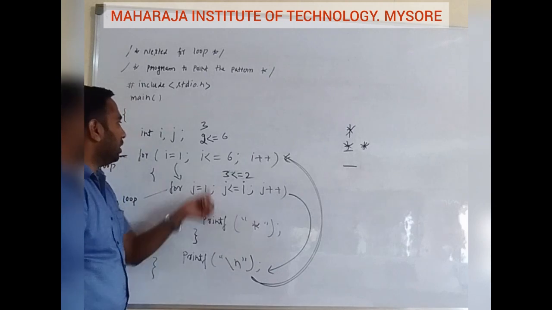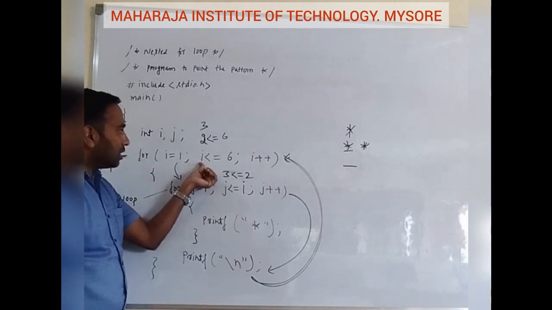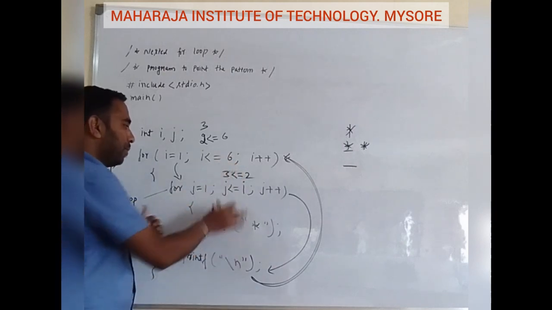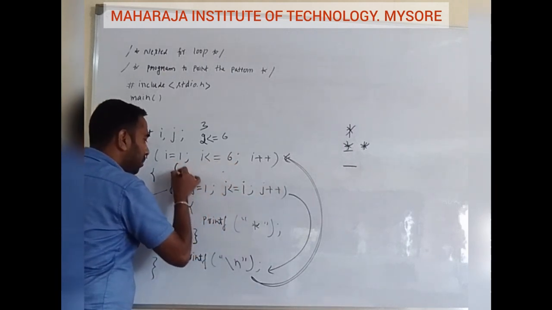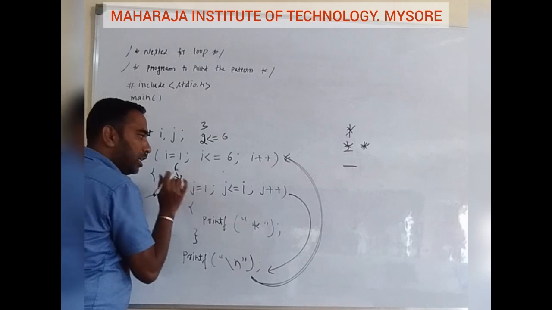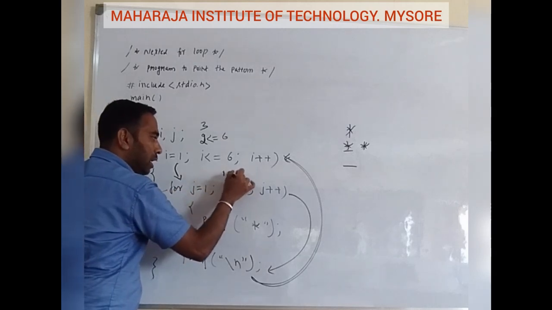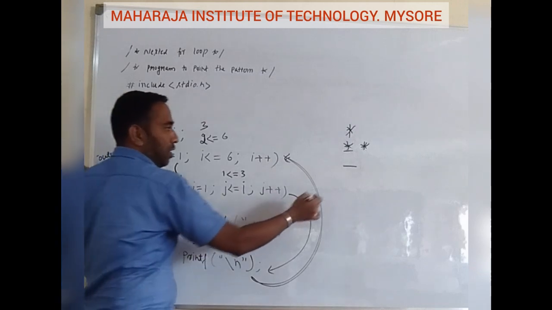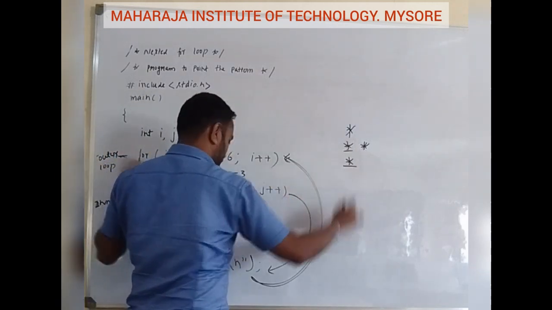So i becomes 3. Check the condition. Yes, 3 is less than or equal to 6. Condition satisfied. You get into this statement. It checks this loop. j is equal to 1. 1 is less than or equal to 3. Yes. Print star.